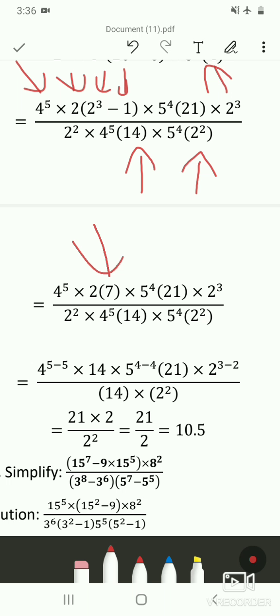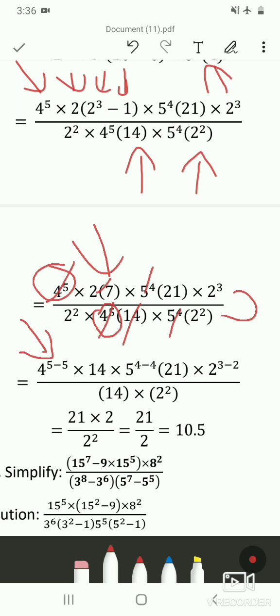So again here you can see 4 raised to 5 and 4 raised to 5, so the bases are same. You can use the second law, that is a raised to m upon a raised to n, so these two terms get cancelled. Similarly 5 raised to 4 and 5 raised to 4 get cancelled, then 2 sevens are 14, so this 14 and this 14 will get cancelled, and in this term there's a 2 remaining.